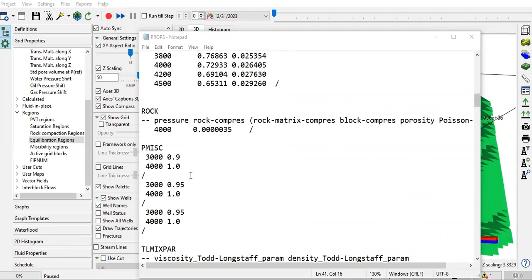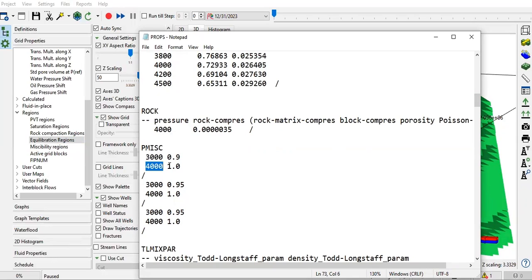And then PMISC. This keyword defines tables that model the transition between immiscible and miscible displacement as a function of, in this case, oil pressure. Okay, so this is the pressure that we have. The local pressure of oil phase, 3,000, 4,000.